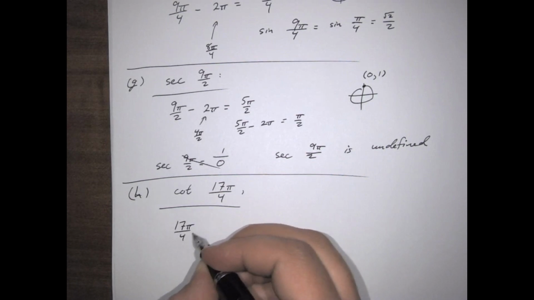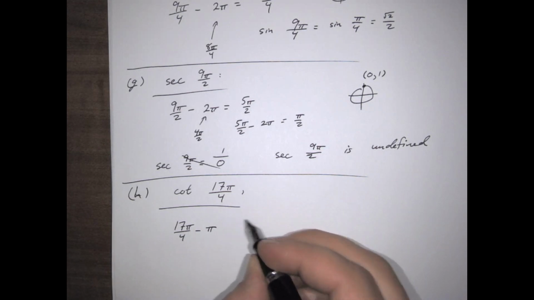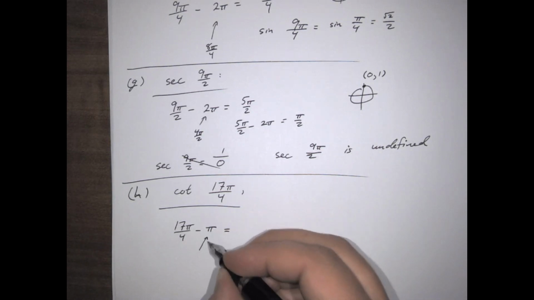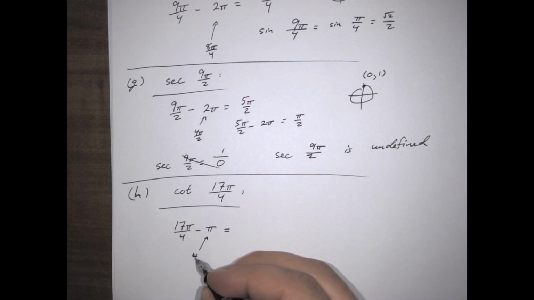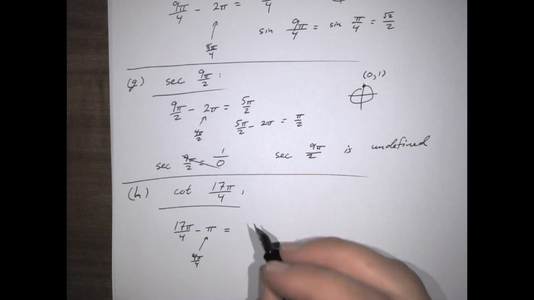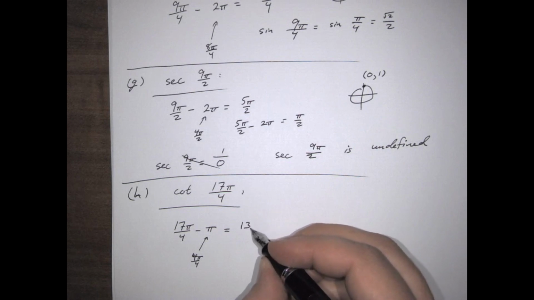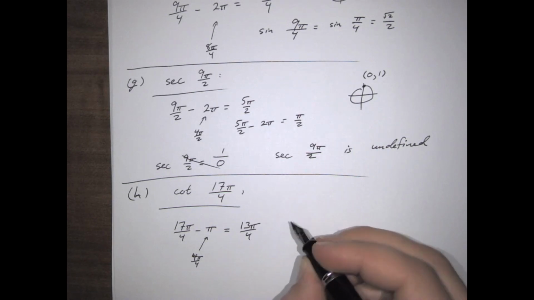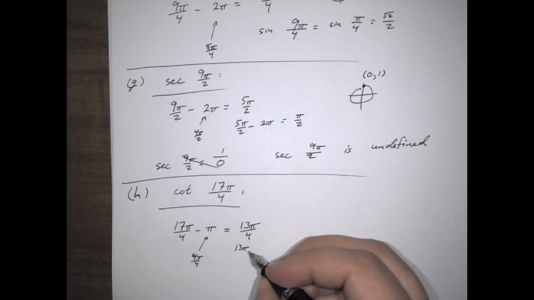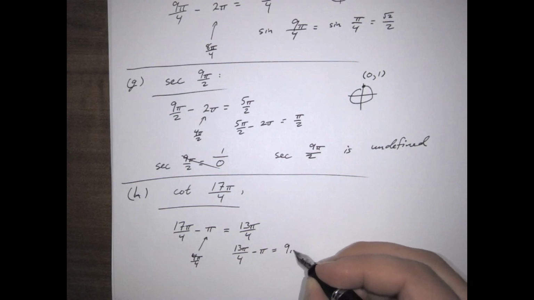17 pi over 4 minus just pi, which is the period of cotangent and tangent. So pi, which is the same as 4 pi over 4. So you just cut the numerator down by 4. So it's 13 pi over 4. Then 13 pi over 4 minus pi would be 9 pi over 4.